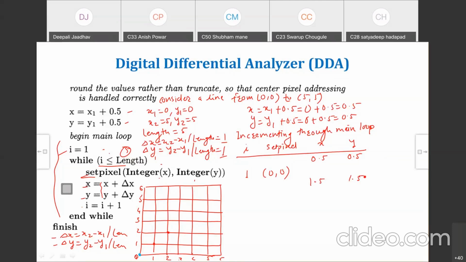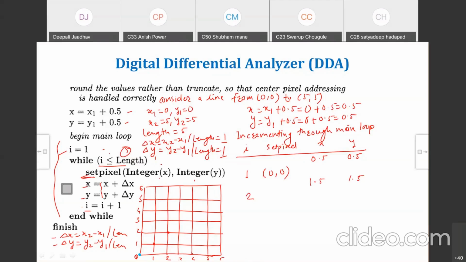Now these values are set with 1.5, 1.5. Next, increase the value of I. I is equal to I plus 1. So I becomes 2. Again check, I is less than n, it is less than length.